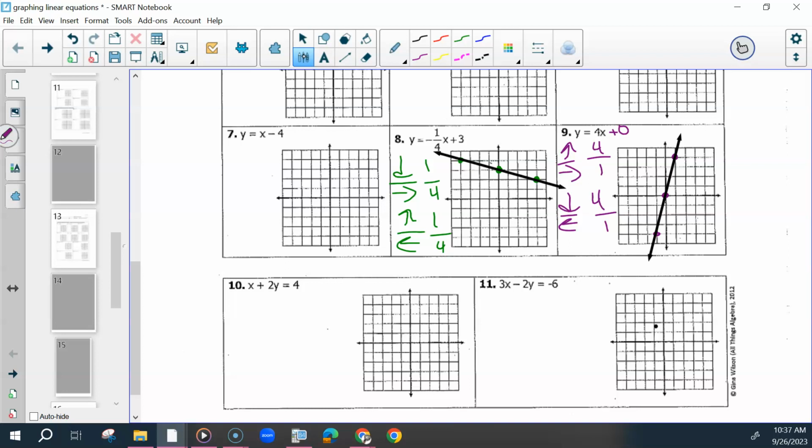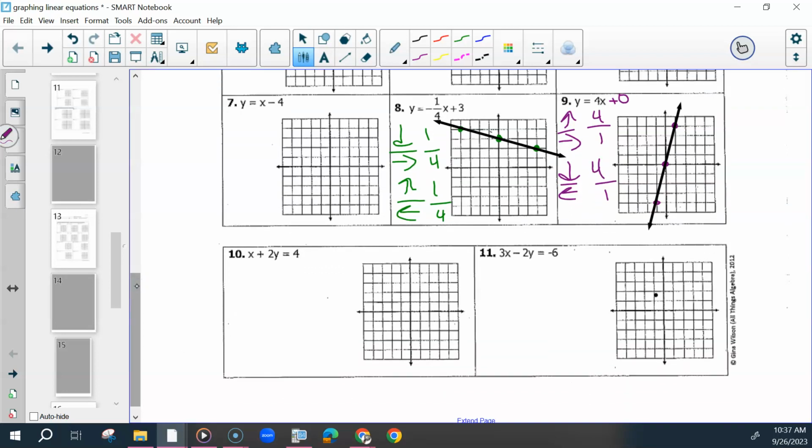So when you're given your slope-intercept form, it's pretty self-explanatory, short. Standard, the rules are the same. But when it's not in slope-intercept form, we have to convert it first and then graph it.